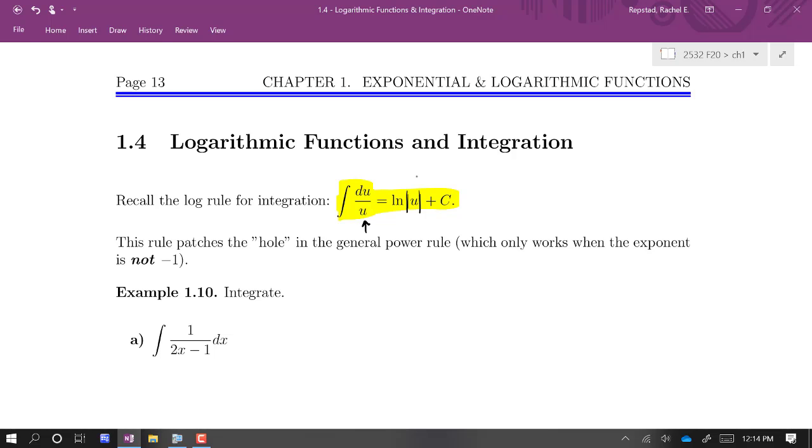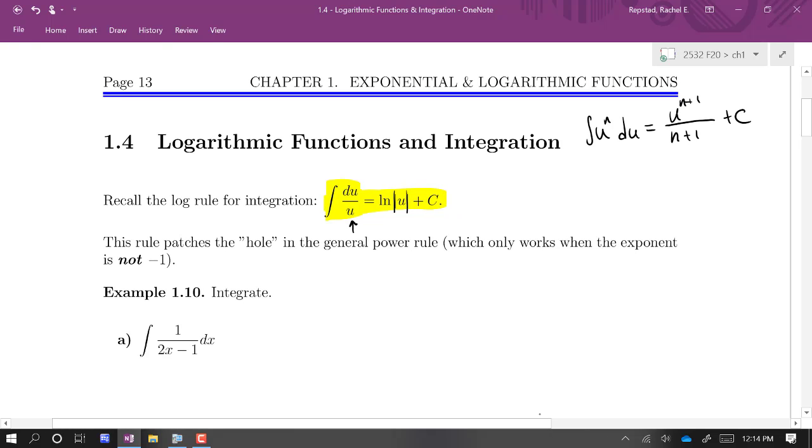This rule patches the hole that we have in the general power formula. You might recall that the integral of u to the n du, the power rule for integration, is we increase the power by 1 and divide by the new power plus a constant. And this is true as long as the power is not equal to -1, right? Because if the power is -1, then this formula would have you dividing by 0, which obviously we can't do.